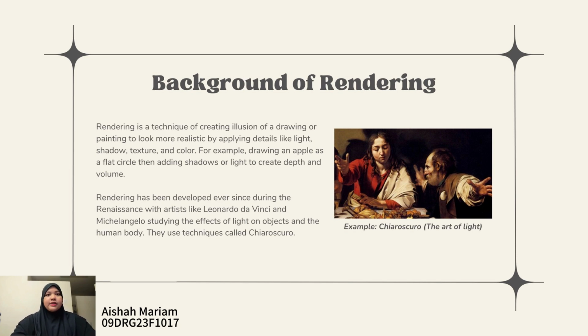So basically, rendering is a technique that creates the illusion of a drawing or a painting looking more realistic by applying details like light, shadow, textures, and colors. For example, drawing an apple as a flat circle, then adding shadows or light to create depth and volume. Rendering has been developed since the Renaissance with artists like Leonardo da Vinci and Michelangelo. They studied the effects of light on objects and the human body. They used a technique called chiaroscuro, which is the art of light.